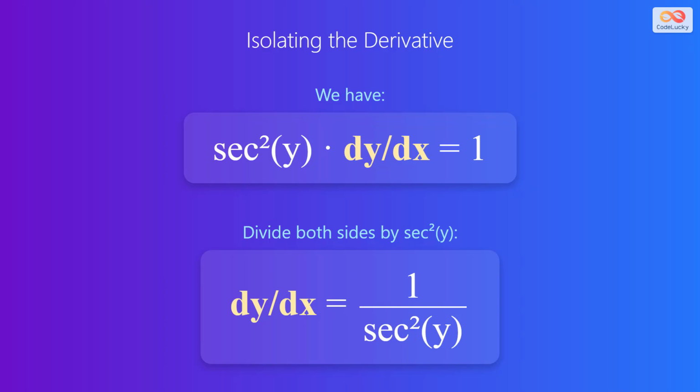We now have an equation linking x and the derivative. To solve for dy/dx, we divide both sides by secant squared y. This gives us dy/dx equals 1 divided by secant squared y.